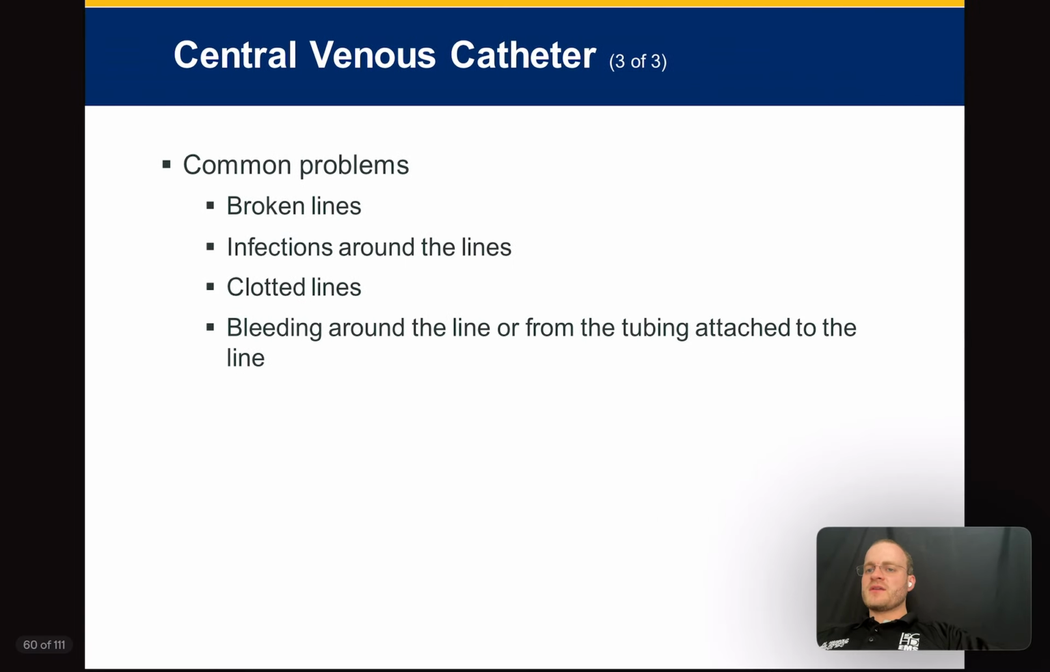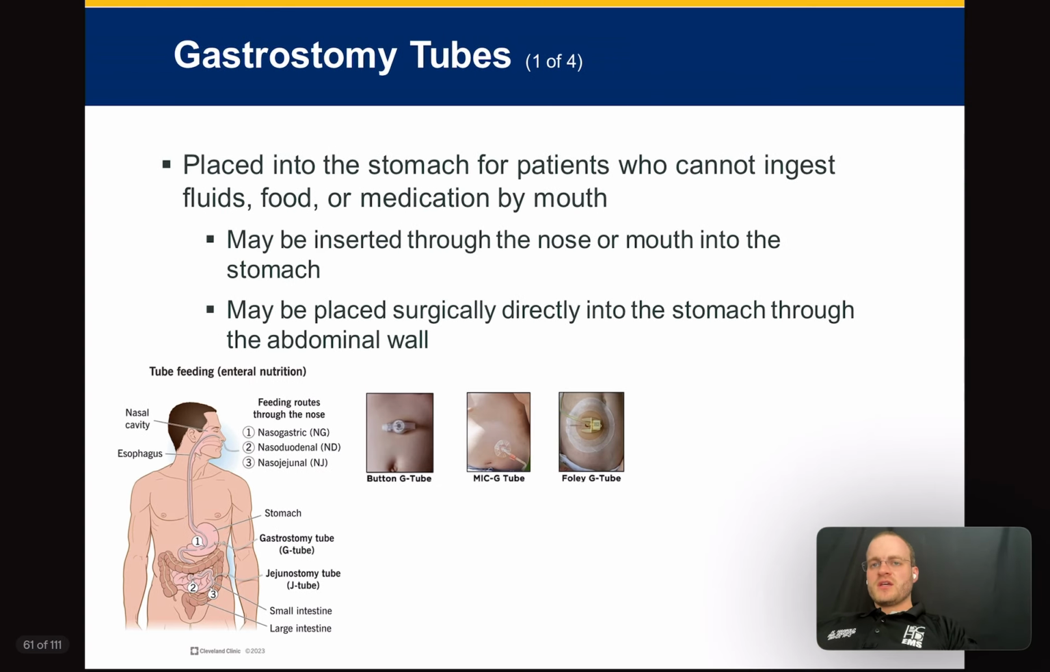So again, the problems with these is the line could break. It's plastic after all. You get infection around the line. That's probably the most severe complication. You can get clots. That's still a problem as well. And bleeding from around the line or tube where it's attached. That would be rare, but that is a possibility, especially in something like DIC.